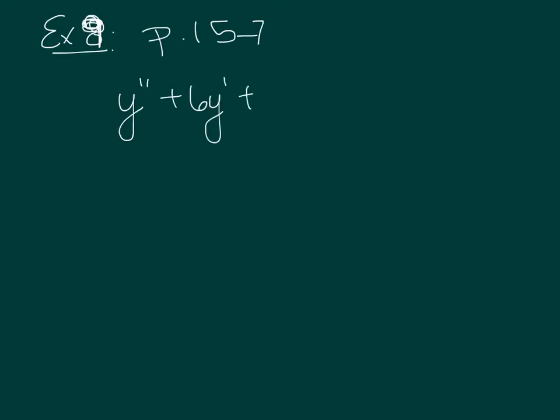Okay, so this is example 8 in your book that I wanted to go over. This is on page 157. Oh, just kidding, example 9, not example 8, example 9. We're given a non-homogeneous differential equation: y double prime plus 6y prime plus 13y equals e to the negative 3x times the cosine of 2x.